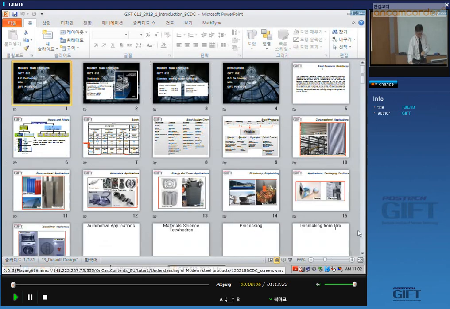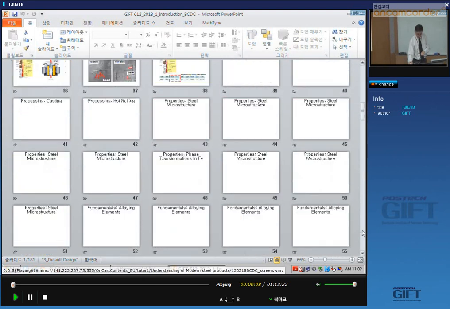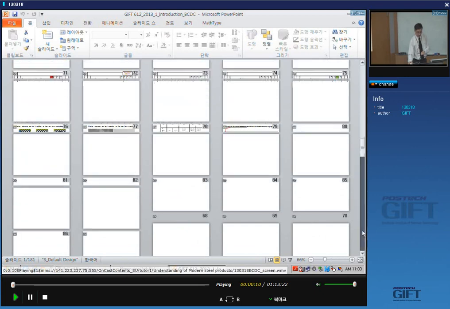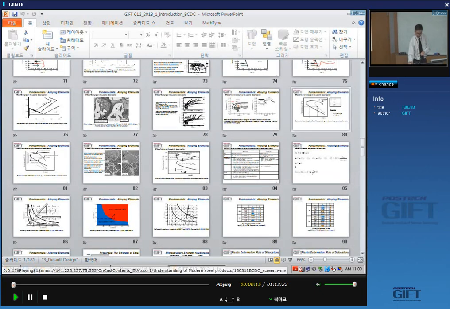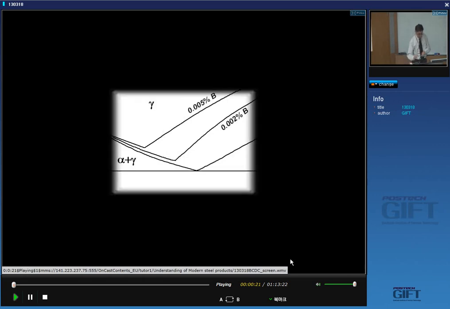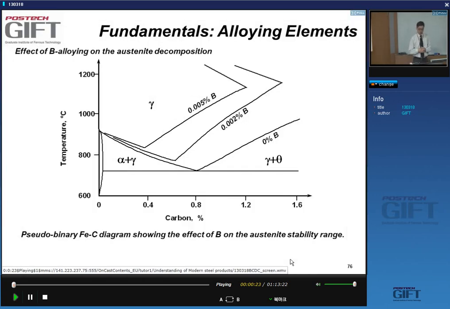So good morning, everybody. Let's continue with where we had left off last lecture. We were going through a number of aspects of compositions of steels.